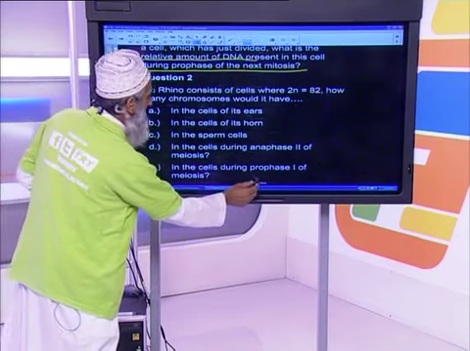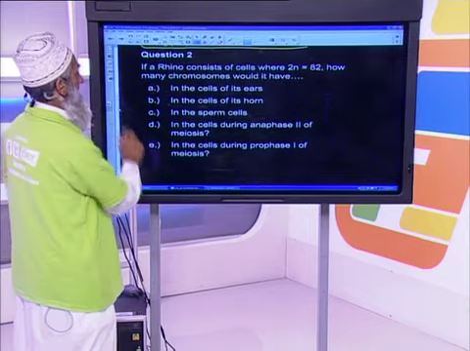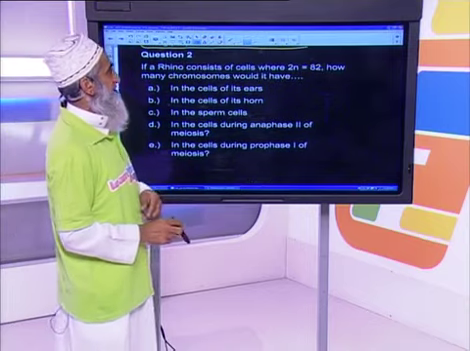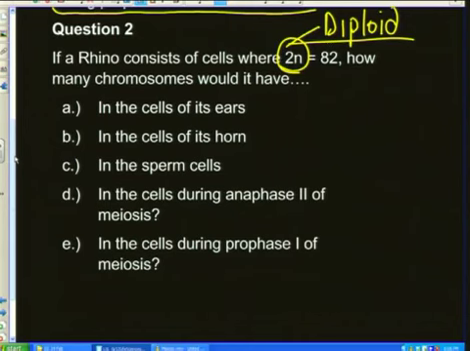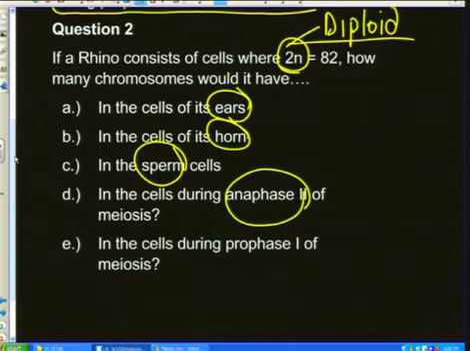The second question I like more: if a rhino consists of cells where 2N, and you should know by now that 2N is the diploid chromosome number, equals 82, how many chromosomes would it have? A, in the cells of its ears, in the cells of its horn, in the sperm cells, in the cells during anaphase 2 of meiosis, and in the cells during prophase 1 of meiosis.